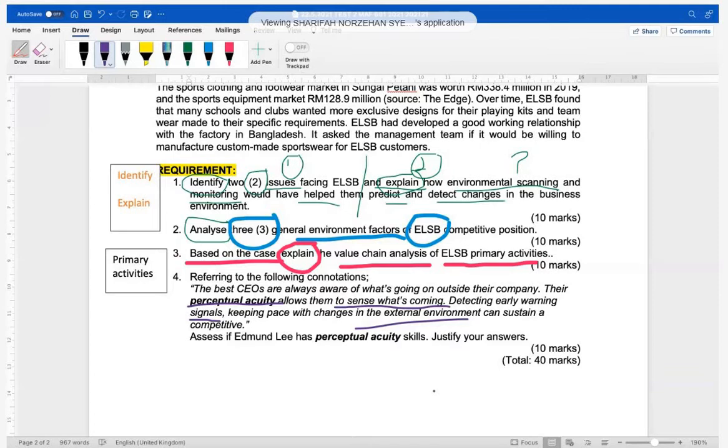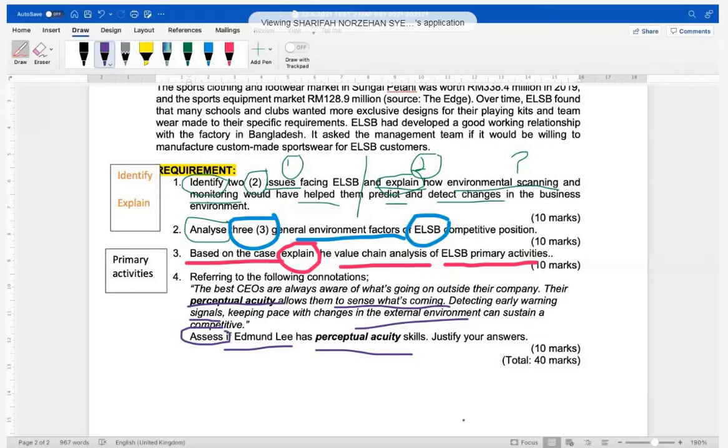So you need to find who he is, look at what he has been doing and how he reacts to things. Why? Because you want to see whether he's demonstrating this skill or not. So you are to justify your answer. Justify your answer means what? What does it mean by justify your answer?